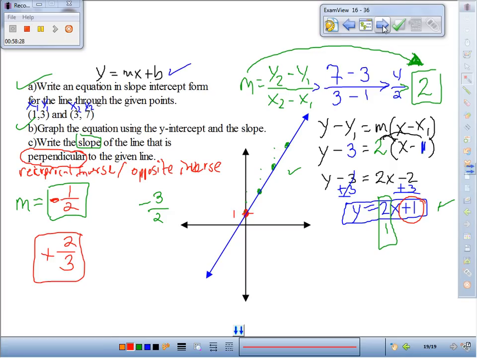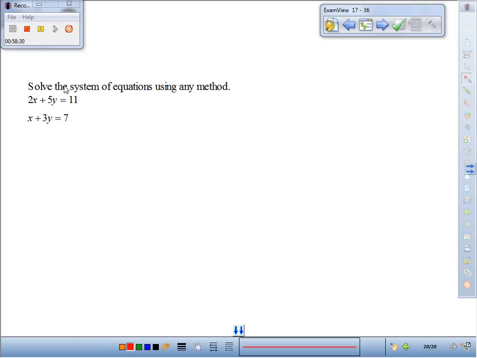17. Solve the systems. Yay! Solve the systems of equations. So right away, we know it's a system of equations. First things first, let's check it out. Are they in standard form? Let's see. Yes and yes. So therefore, our observation is in standard form. If they are in standard form, therefore we can use elimination.